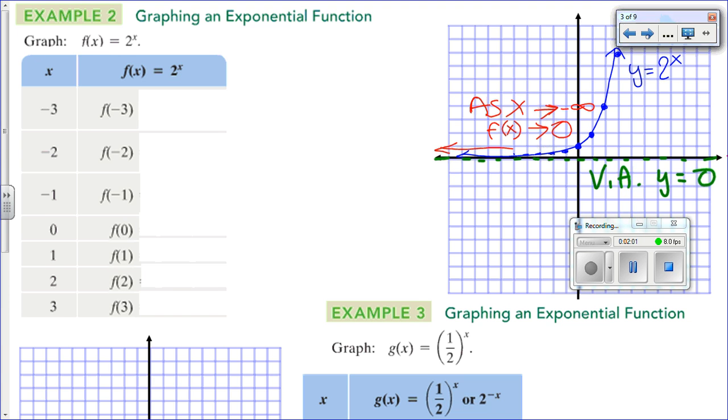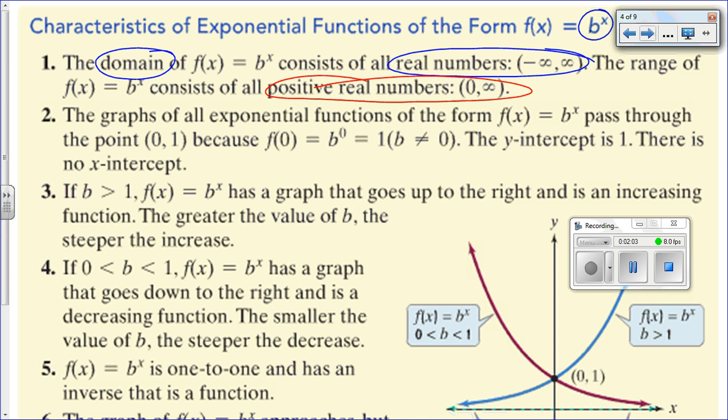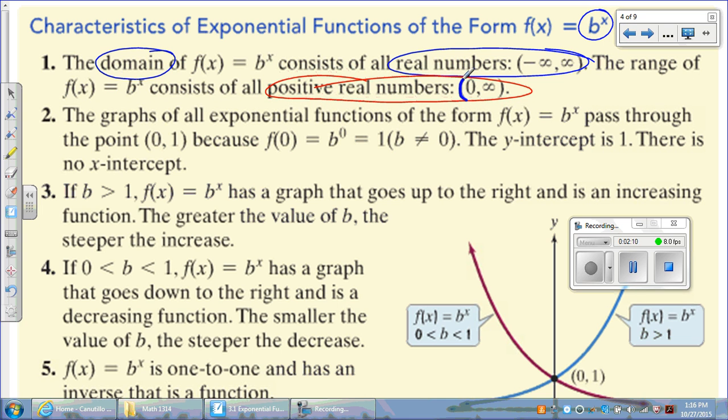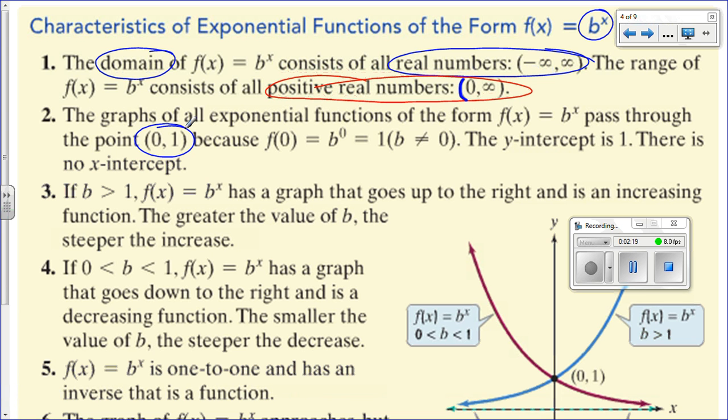So going back to slide number 4, that is why we do not include 0 as part of the range, and we use parentheses for that. Now the graphs of all exponential functions of the form f of x equals b to the x pass through the point (0, 1), because f of 0, or b to the power 0, is equal to 1. It doesn't really matter what the base is, because any number raised to the power 0 will be equal to 1.